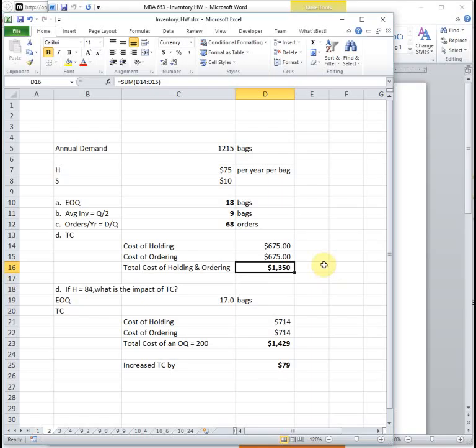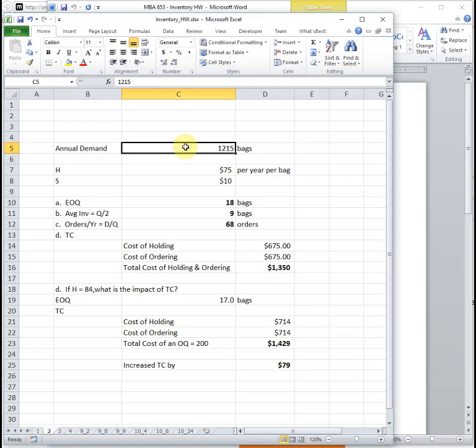Don't forget that you're going to have to purchase 1,215 bags, and they cost something. It's not included in this because that's a cost that you're going to have regardless of how often or how large your order quantities are. There is in the book a more advanced problem where we have price breaks. We're not covering it, but it's not much different than this.